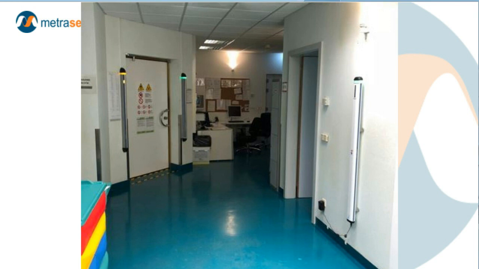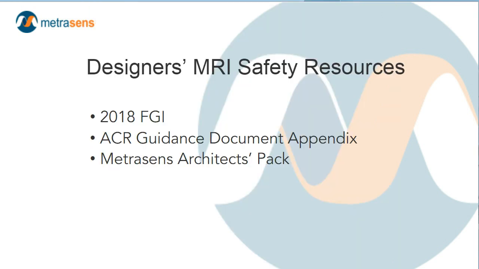And now for resources, and I'm going to provide you with 3 of them that I think are really valuable for the items that we've discussed today. The 2018 Facilities Guidelines Institute, the ACR guidance document, and I'm going to point you to a specific appendix within it. The whole document is great, but for designers, I'm going to focus your attention on an appendix, and the Metrosense Architects Pack for siting ferromagnetic detection systems.